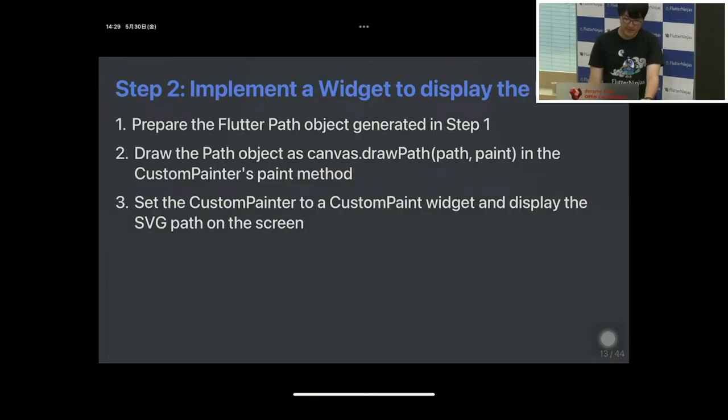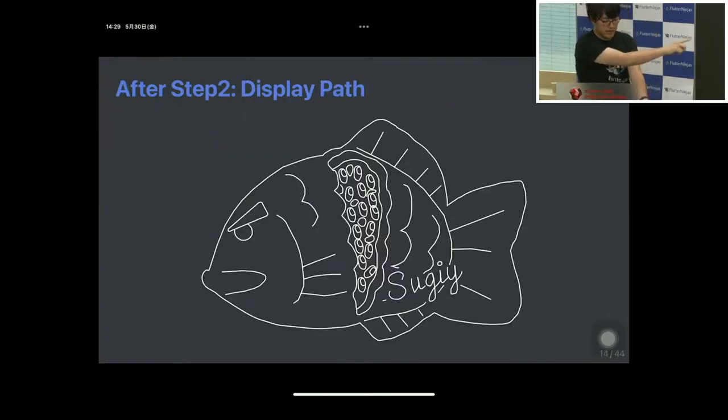For step 2, we display the path. First, prepare the Flutter path object prepared in step 1. Second, draw the path using the drawPath function of the canvas in the custom painter. Third, set the custom painter to a CustomPaint widget. This is a foundation for making the path visible. And now we can display the generated Flutter path.